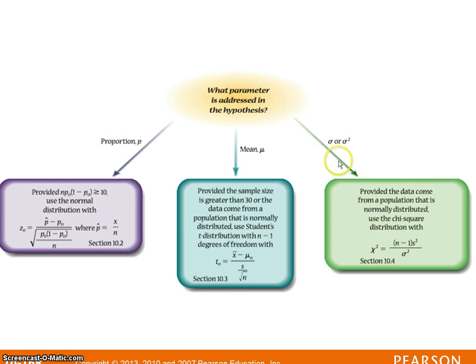And then if you're testing the standard deviation or the variance, again, provided that the data comes from a normally distributed set, which in a lot of cases you can assume, or there will be information given to you that says you can assume that it's normal. Because if you can't, you'd have to use a non-parametric test from maybe chapter 15. Then you'd use the chi-squared distribution. Again, that's in 10.4.